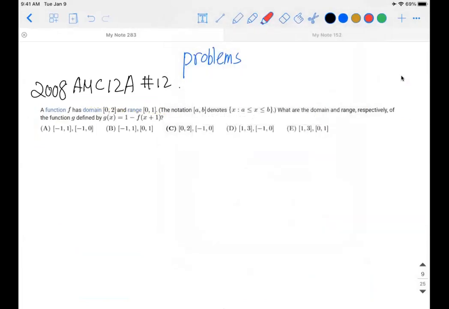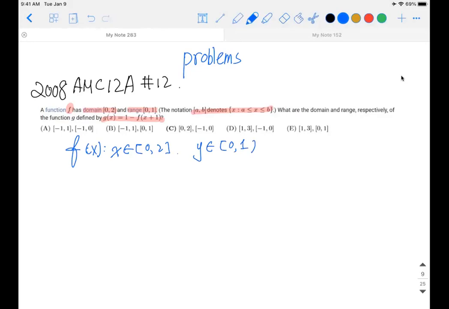So the problem says a function f has domain [0, 2] and has range [0, 1]. Okay, so this is a domain and range related problem. And the notation [a, b] denotes x is between a and b. Yeah, I think everyone knows that. So f has x between 0 and 2, and y between 0 and 1.